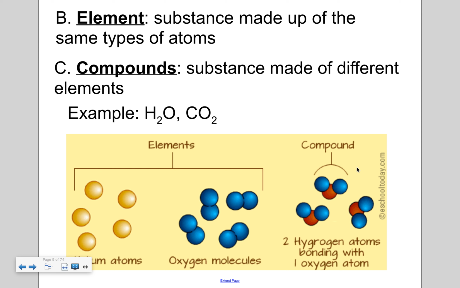Compounds are substances that have different elements in them. Here I have some examples of compounds. H2O: two different elements, hydrogen and oxygen, chemically bonded together. CO2, carbon dioxide: carbon and 2 oxygens chemically bonded together. This picture shows helium atoms and oxygen molecules. We'll talk more about molecules later on. But here's a compound where I have 2 different elements chemically bonded together.